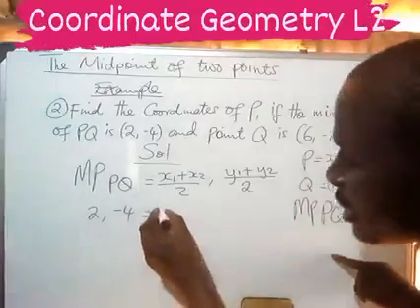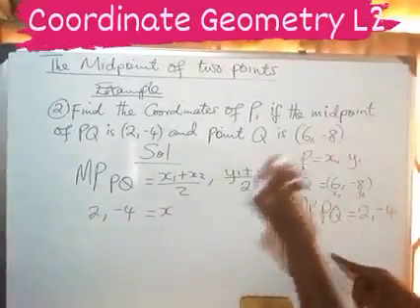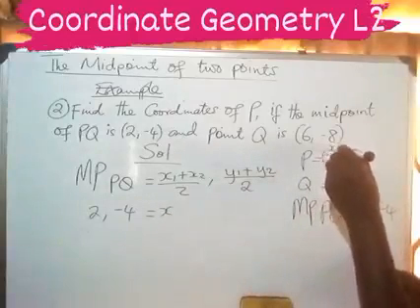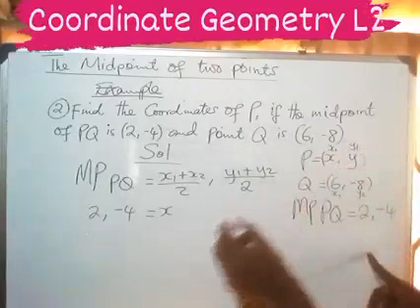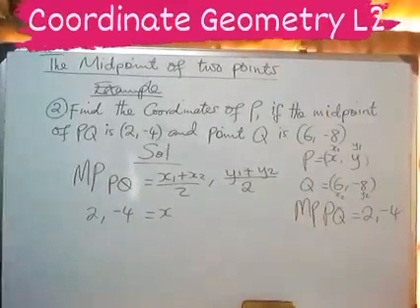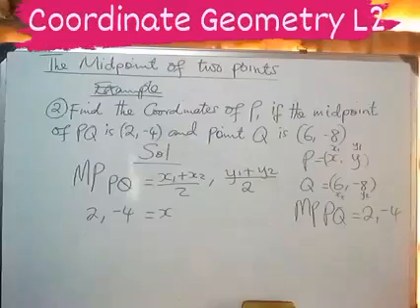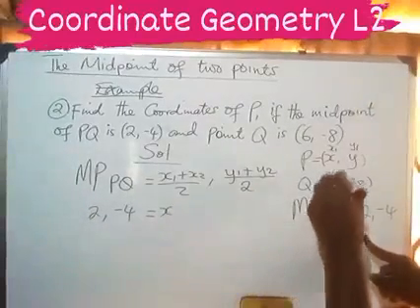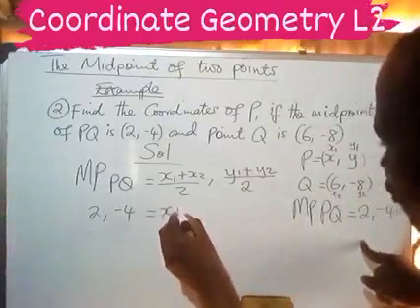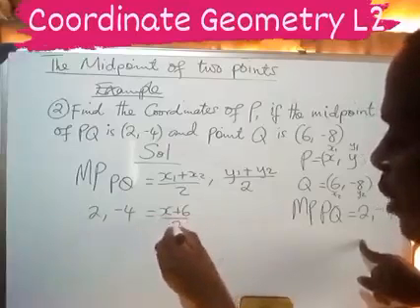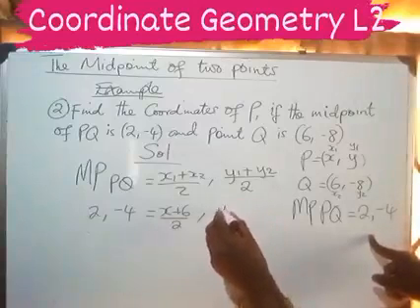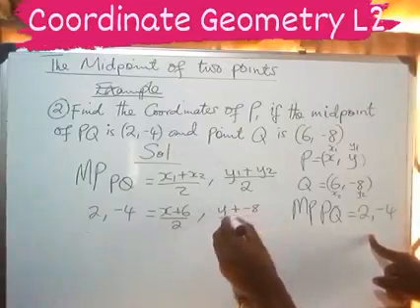Our x1 is x. Let me put x1, y1. Our x1 is x because P is not known, so we are finding the coordinate of P. So it will be x plus our x2, which is 6, over 2, comma, our y1 is y, so we're going to say y plus negative 8 over 2.